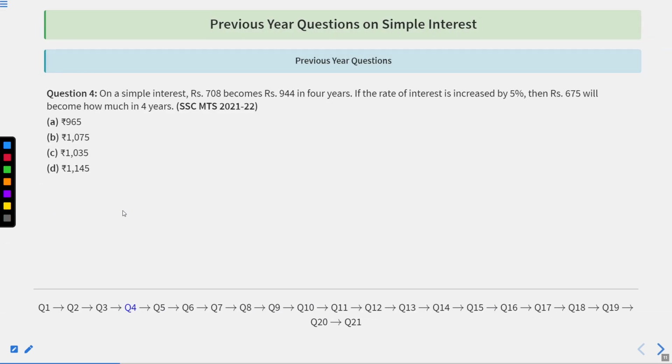Question number 4. On a simple interest, rupees 708 becomes rupees 944 in 4 years. If the rate of interest is increased by 5%, then rupees 675 will become how much in 4 years?